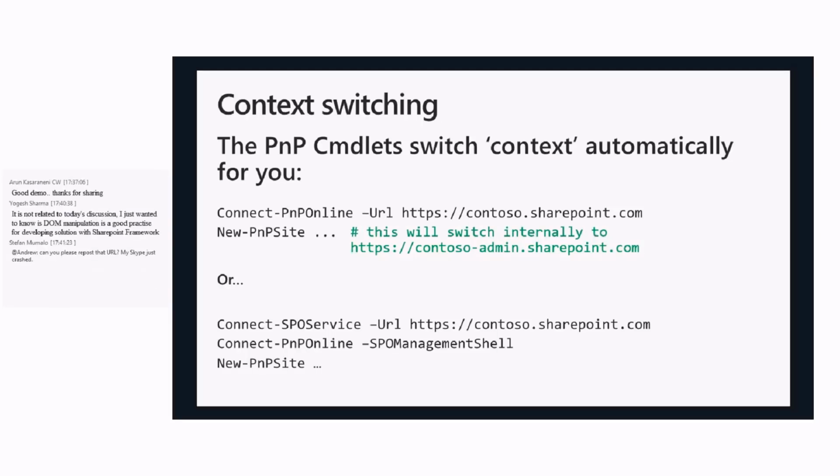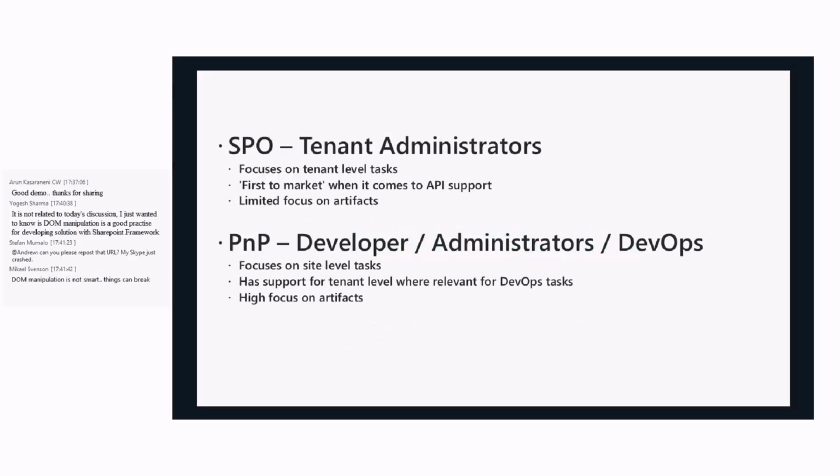If you use the connect SPO service commandlet, you have to connect to the admin site, and that's where the typo comes in. I connect to contoso.sharepoint.com, and I should have written contoso-admin.sharepoint.com. But then you can actually reuse the credentials if you want to. That's actually something that Mikael developed. But you can say connect PnP online. You have to specify the URL.